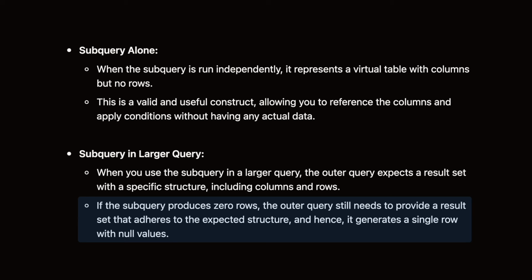But when it's run in a larger query as a subquery, the outer query expects a result set with a specific structure, including a row as well, even though the subquery didn't have a row. So, this is why we see this behavior with subqueries. And this design choice simplifies the handling of the result set, right? And it makes queries more predictable and consistent.